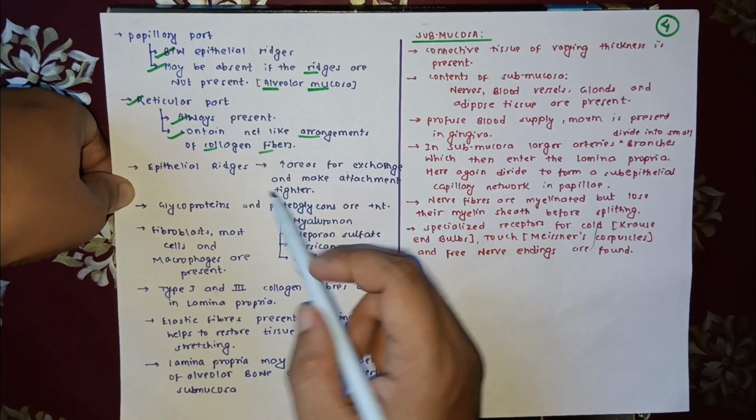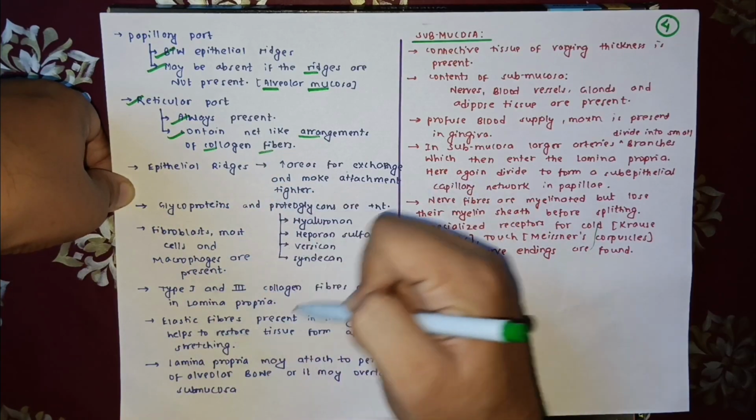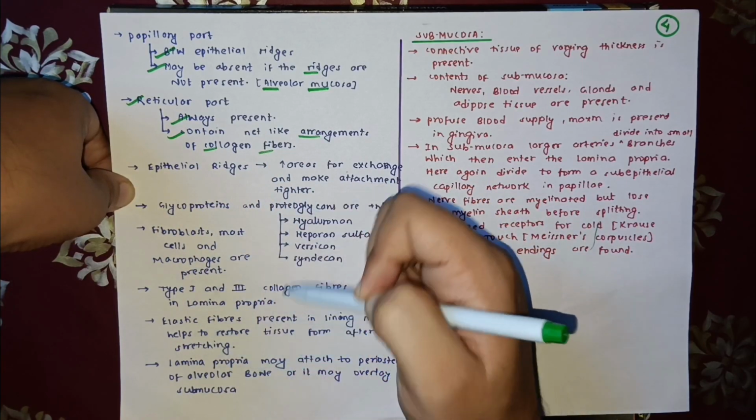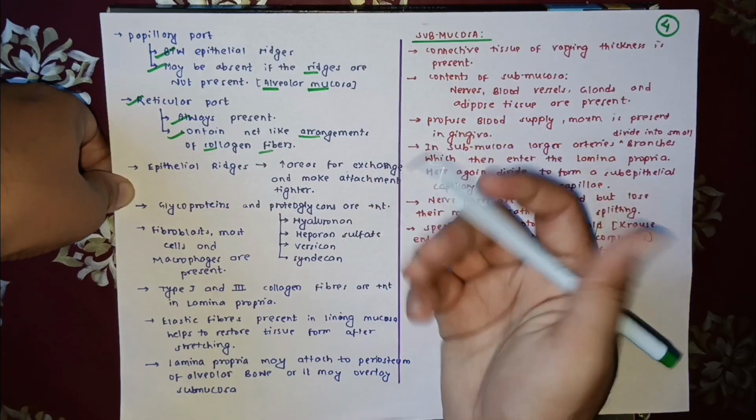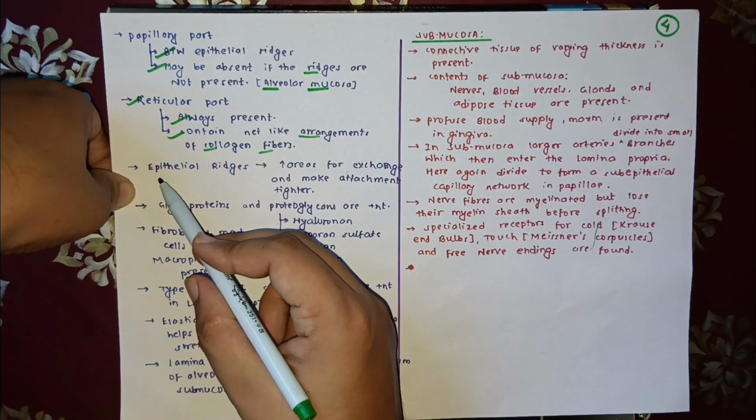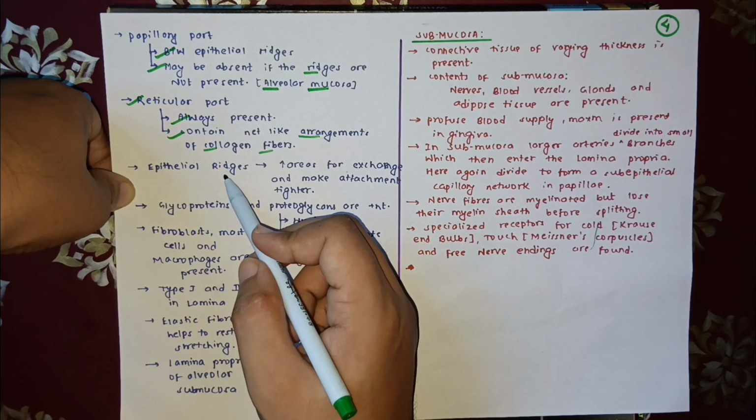Now we will discuss the components present in the ground substance of this lamina propria. But first of all, as I have written in this point, epithelial ridges.